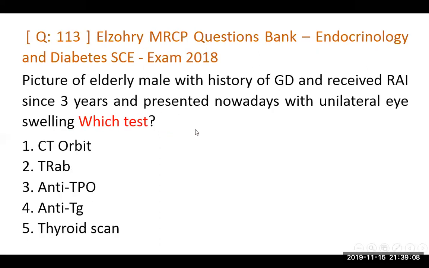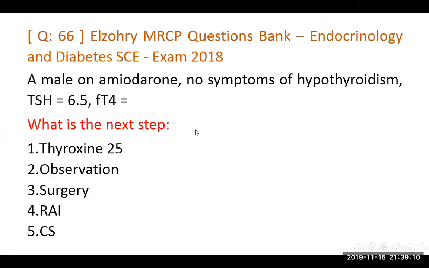What is meant by 5, Dr. Khalid? Which one? CS. CS, corticosteroid. Corticosteroid. Okay.